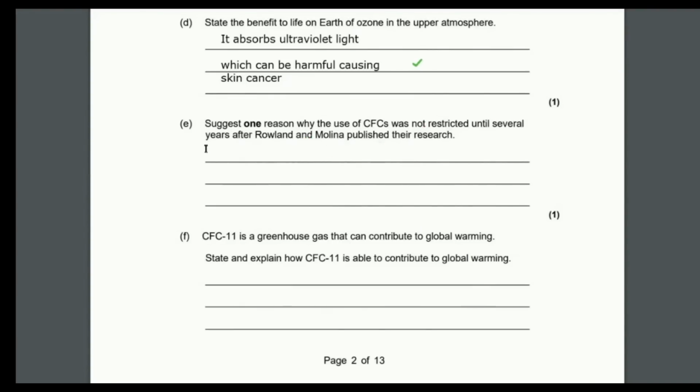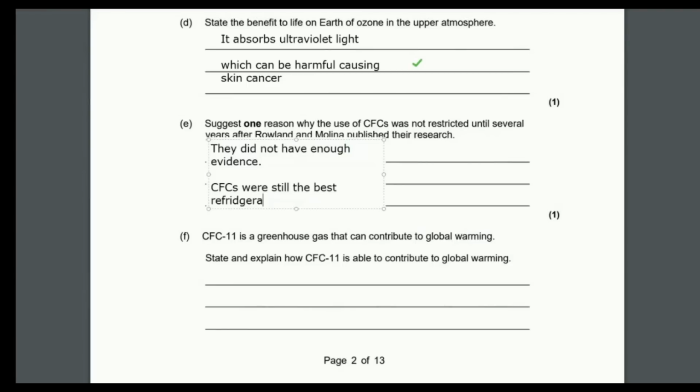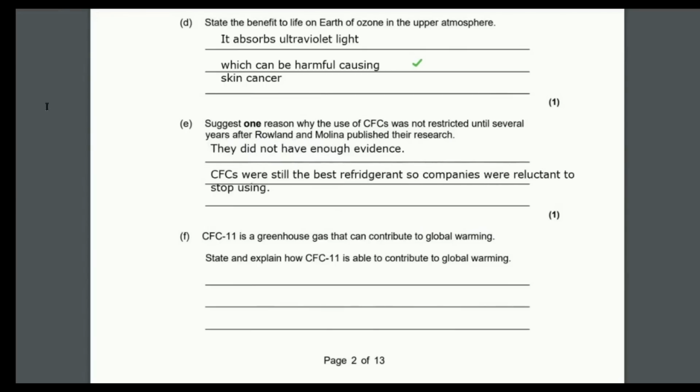Suggest one reason why the use of CFCs were not restricted several years after Rowland and Molina published their research. Obviously, maybe we could say more evidence was still needed, it still needed to be reviewed by peers. Industrially, CFCs were the only thing that could be used in fridges. People weren't ready to give up fridge use yet until they found an alternative chemical to replace the CFCs in fridges and in aerosol cans. There's loads of different answers there.